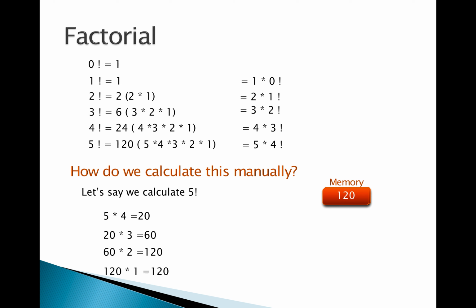Let's try to put this in a Java program. We have an integer factorial to represent the total value of factorial of a number. Assume that I'm going to calculate the factorial value of 5. That means I first need to have 5 in my memory. So consider this as my memory variable: fact is equal to 5. Now the first step: I will multiply 5 into 4. That is what I'm doing.